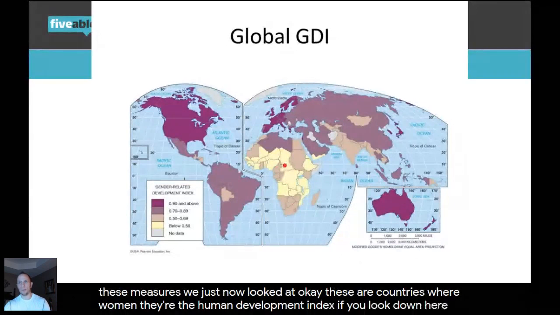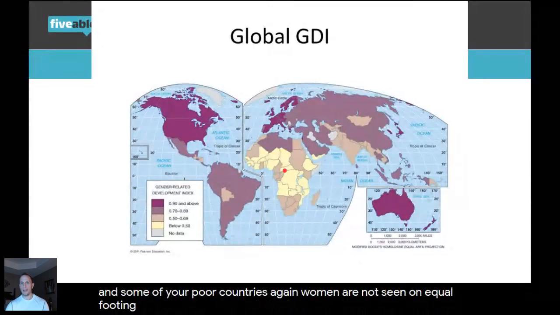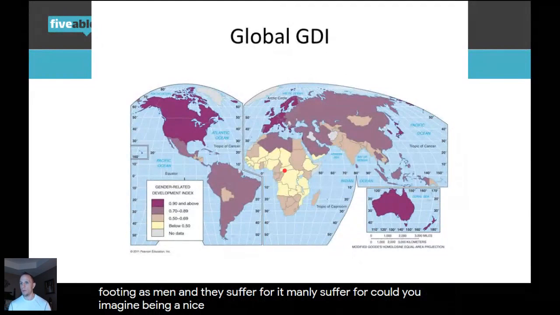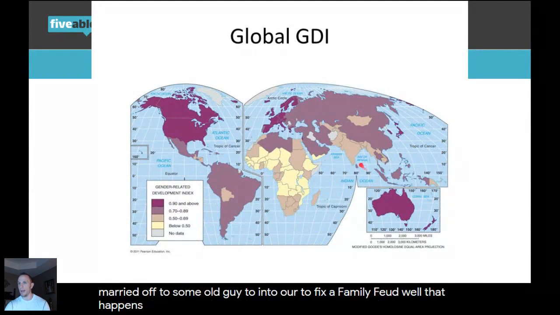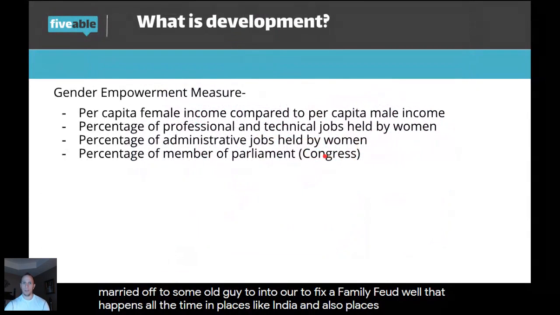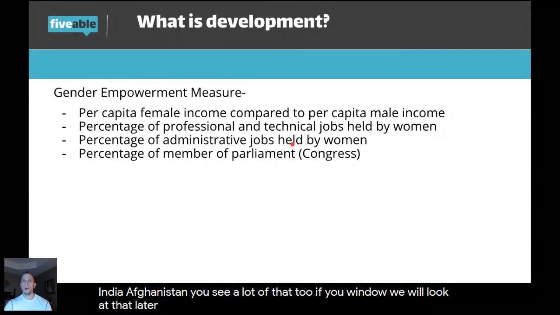If you look down here in some of your poor countries, again, women are not seen on equal footing as men, and they suffer for it. Man, they suffer for it. Could you imagine being in high school, being your age right now, and being married off to some old guy in order to fix a family feud? Well, that happens all the time in places like India and also places outside of India. In Afghanistan, you see a lot of that too. We'll look at that later.